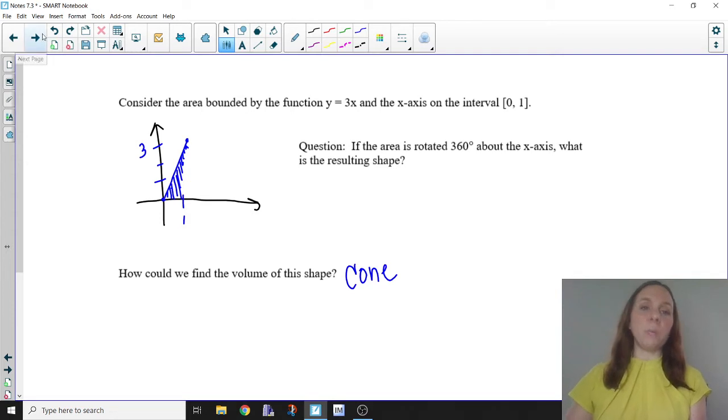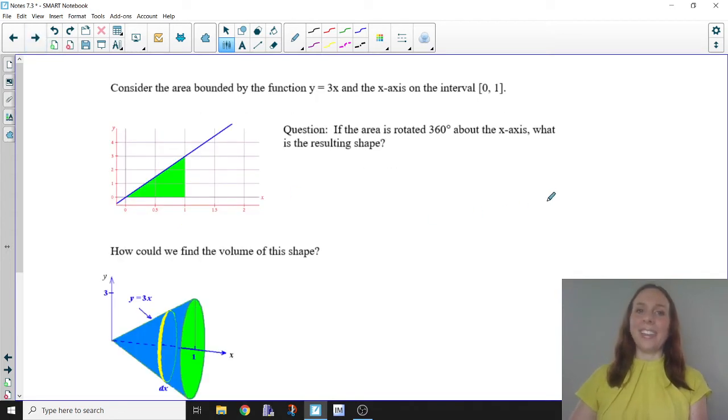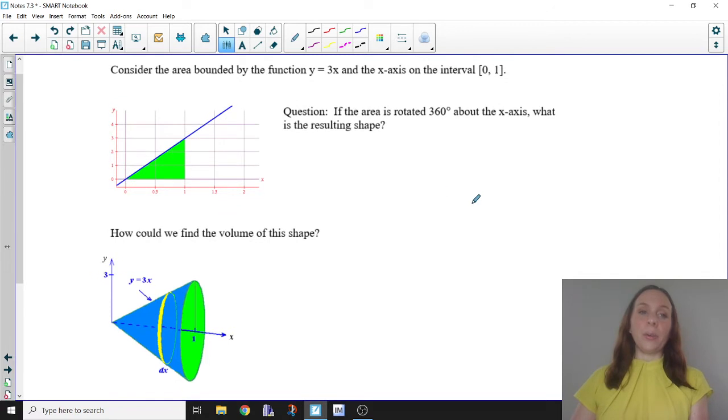And here's a better picture than I can draw. Okay, take a look at this. This is cool. Look at that. All right, so here's a little bit of a better graph, except I don't like where the numbers are. This right here, note, is the x-axis. Okay, so we're talking about the area of this triangular region revolving about the x-axis, and what we get out of that is a cone. Okay, so again, how could we find the volume of this shape? That's what we want to talk about.